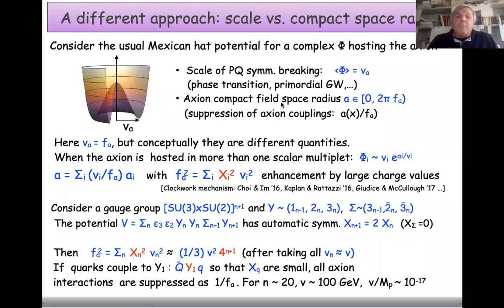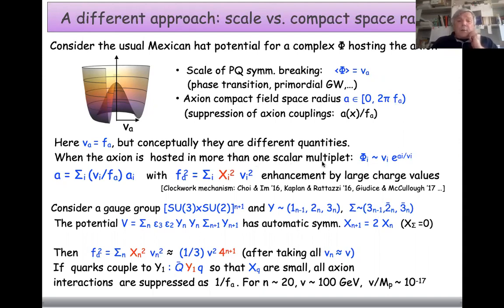The axion compact field space has radius FA. I call it FA. In this simple picture, it's clear that VA and FA are the same because this is the radius. So the axion runs around this bottom with radius VA. Conceptually, however, there are different quantities.